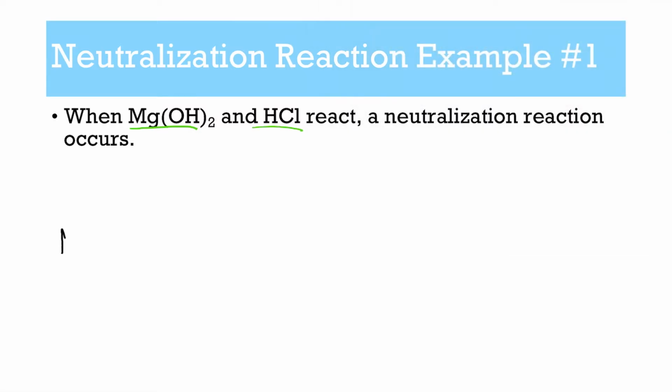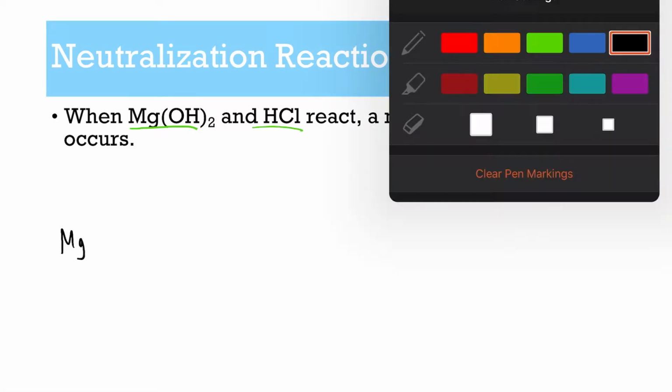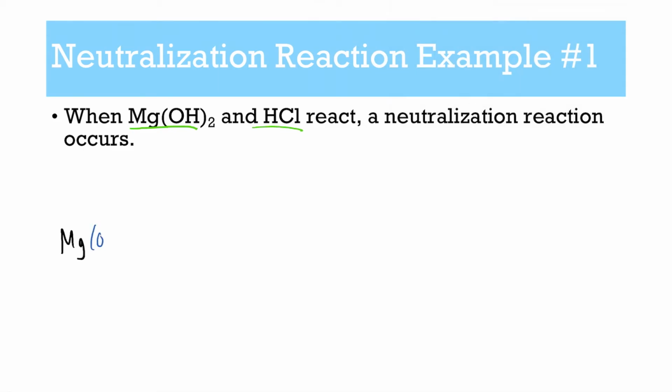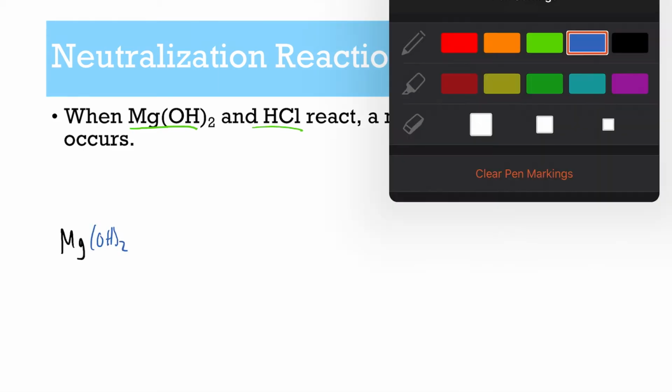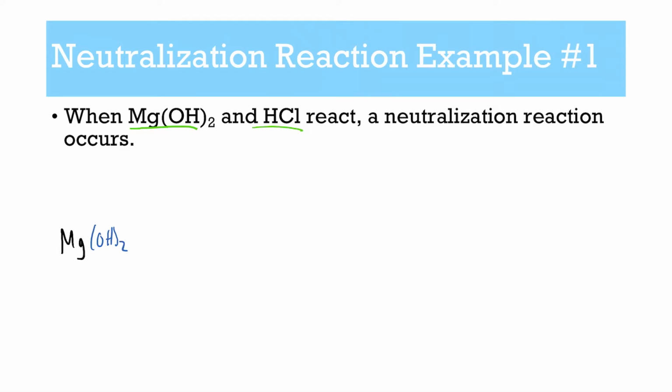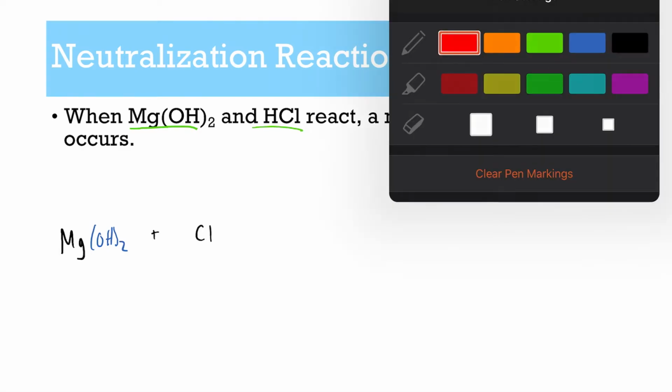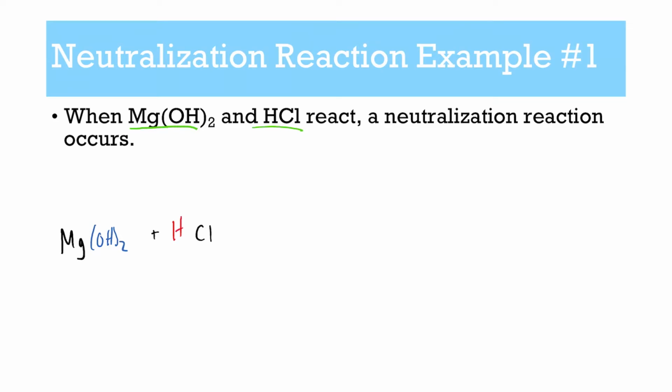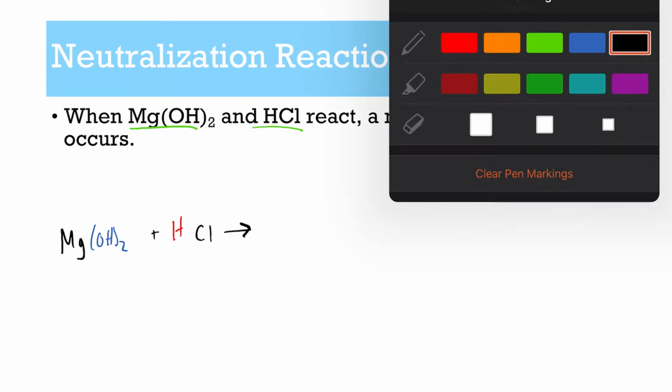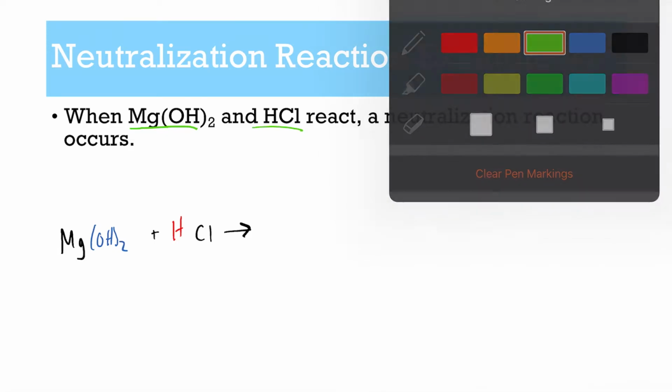So I'm going to write it like this. We have Mg(OH)2, that is our base, plus our HCl. And you'll see why I'm writing this like that in a second. It's asking what happens when the neutralization happens. These are in aqueous solutions, so you have these two things, and they dissociate into their ions.